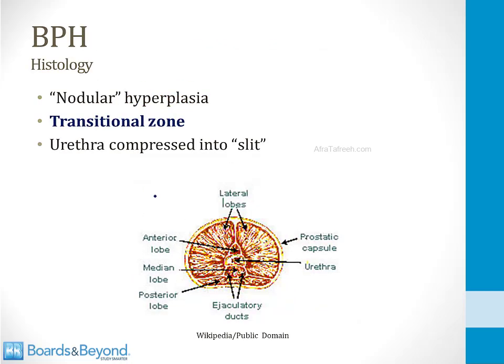If we go back to this slide, we talked about earlier how BPH usually occurs in the transitional zone, which is this zone of the prostate lobe around the urethra. In contrast, prostate cancer usually occurs in the peripheral zone, especially in the posterior lobe at the back of the prostate gland. And it's very high yield for you to know the different anatomic locations where BPH and prostate cancer tend to occur.